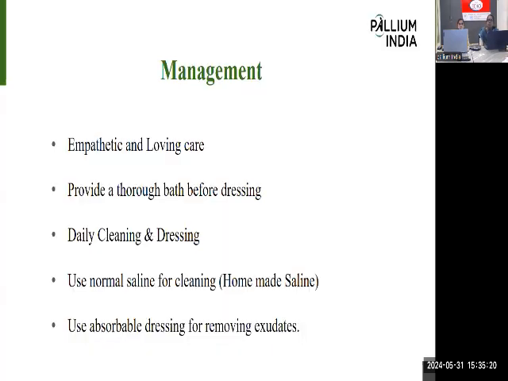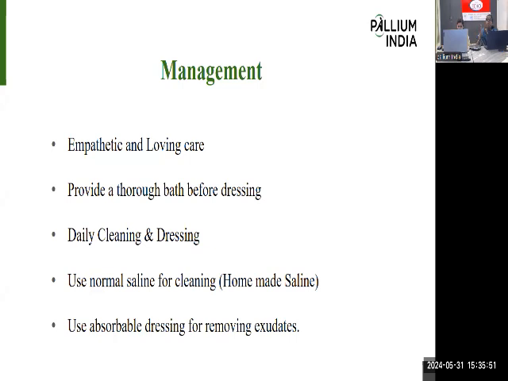Coming to the management, empathetic and loving care, because malodor is one of the biggest problems. It will be affecting the patient as well as the family. Sometimes family members are not able to sit in front of the patient because of the malodor. They are not able to live in that whole house because of the malodor.